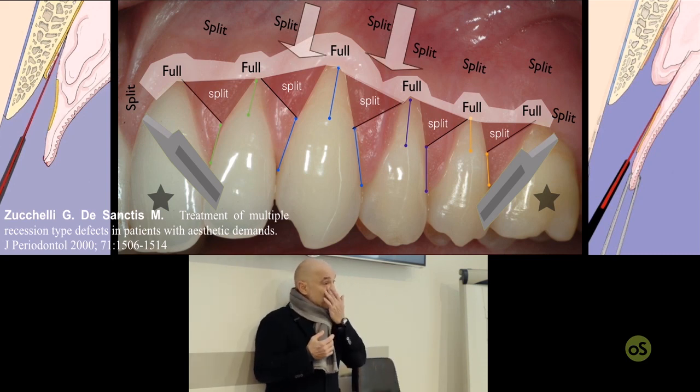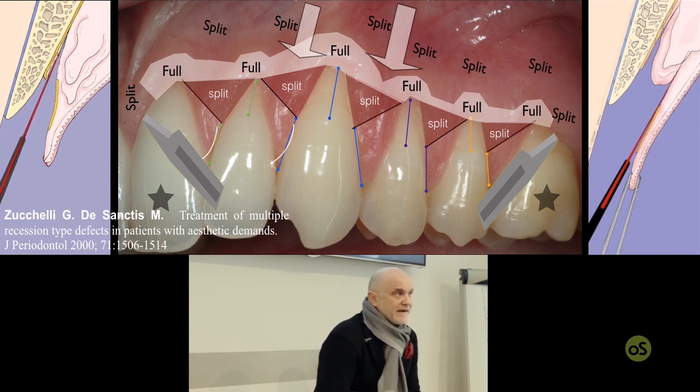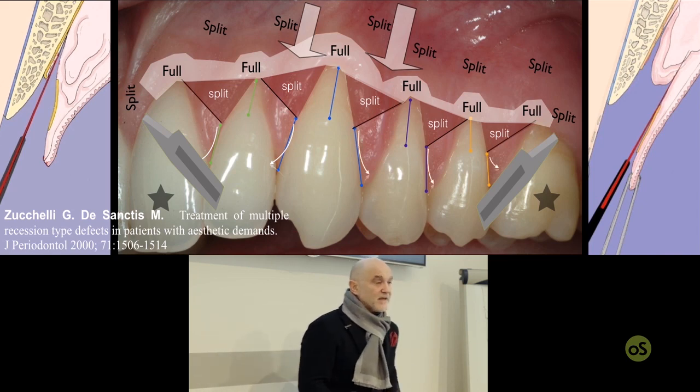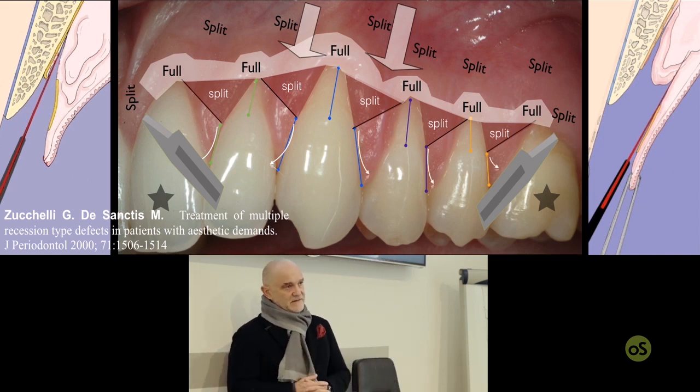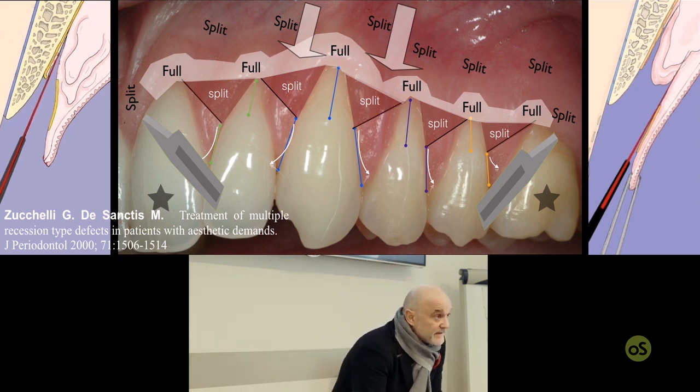During the advancement of the flap, as I told you, all papilla mesial to the canine rotate mesial and cover the anatomic desepithelialized papilla. All papilla distal to the canine rotate distal and cover the corresponding anatomic papilla distal to the canine.